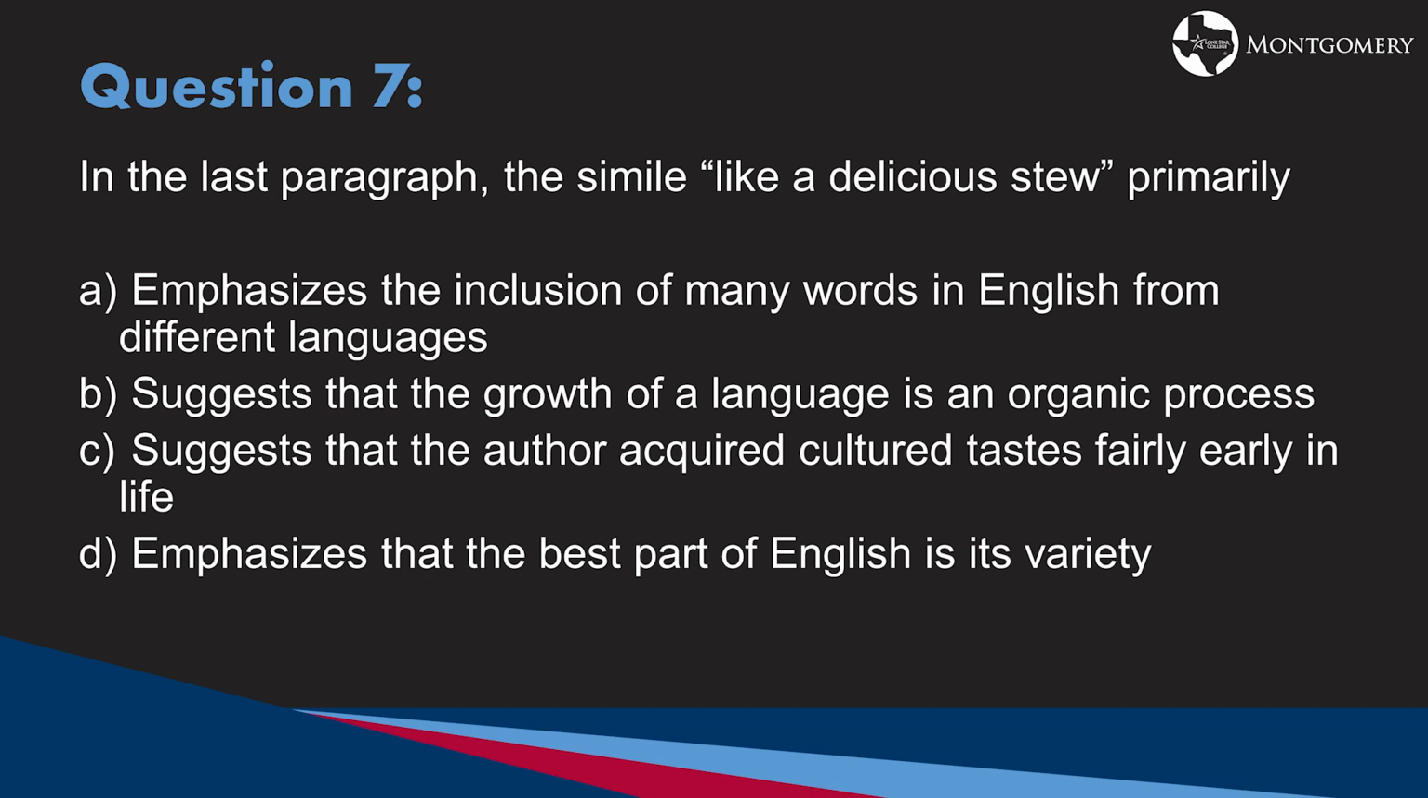Our sentence was, "English is like a delicious stew containing everything but the kitchen sink." As you go through, you should have been able to cross off the first three, leaving you with D, emphasizes that the best part of English is its variety, as our correct answer.